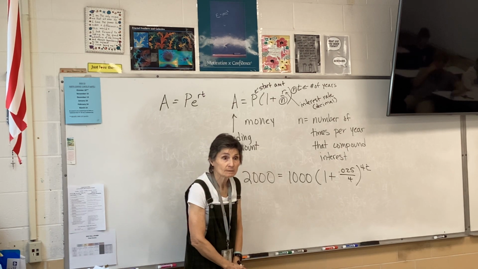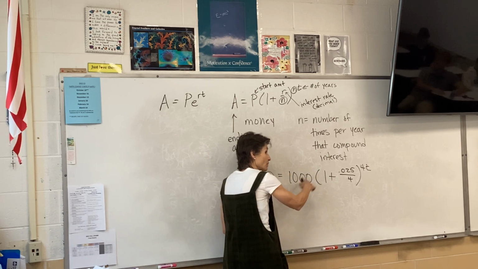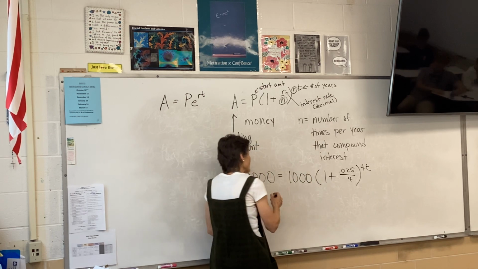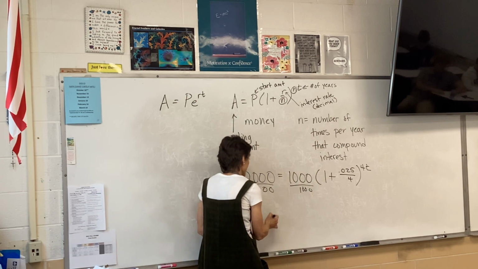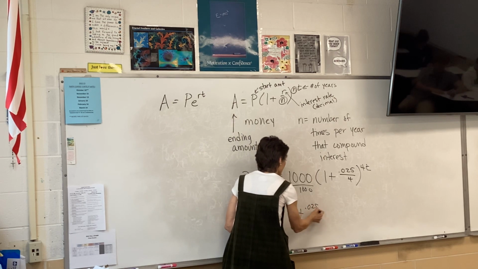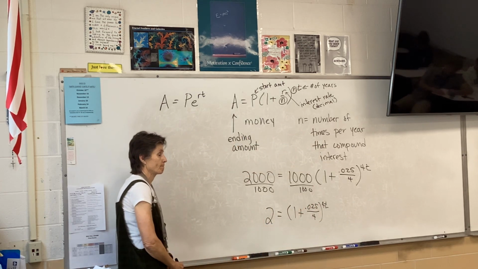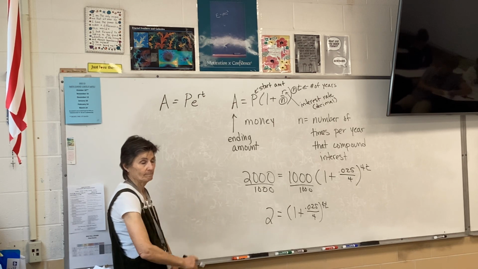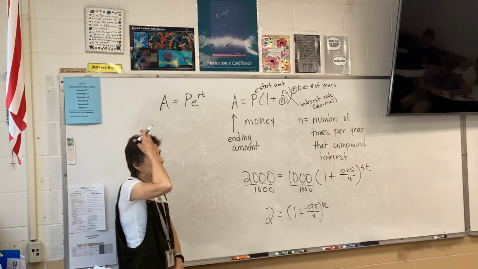Divide by 1,000? Great idea. We can't have this number here. We talked about that the other day. We're gonna divide by 1,000. And when we divide both sides by 1,000, then my equation is gonna say 2 equals 1 plus 0.025 over 4 to the 4t. Dividing by that number is awesome. You're gonna start just about every problem that way. Perfect. Beautiful.